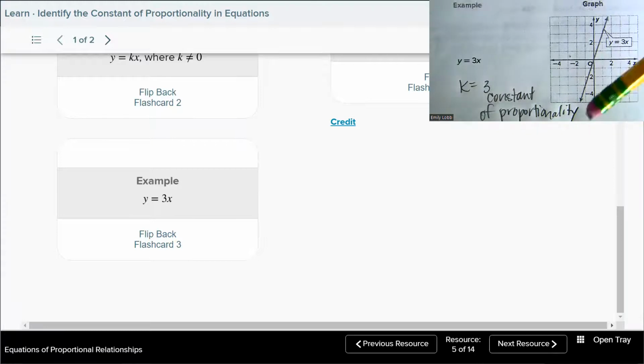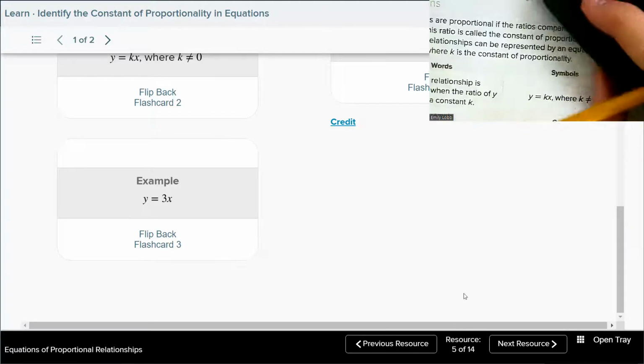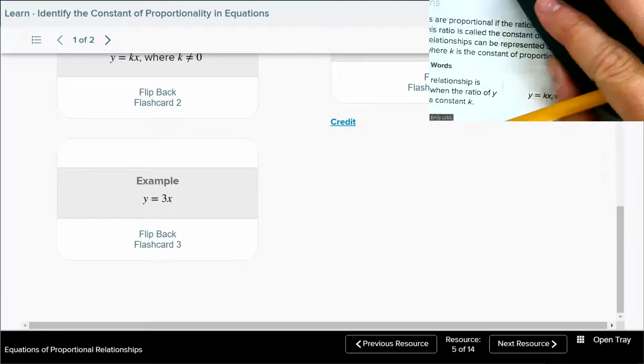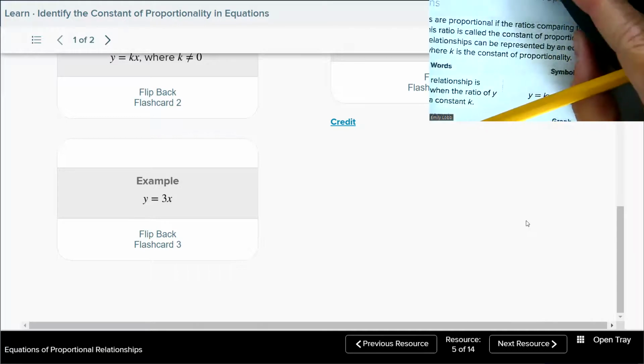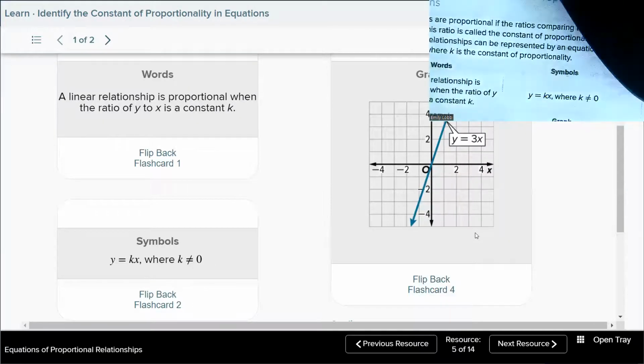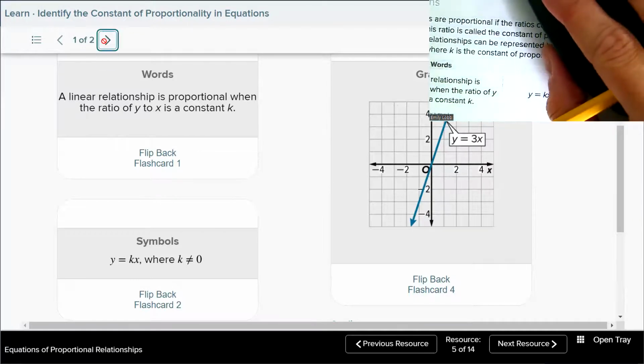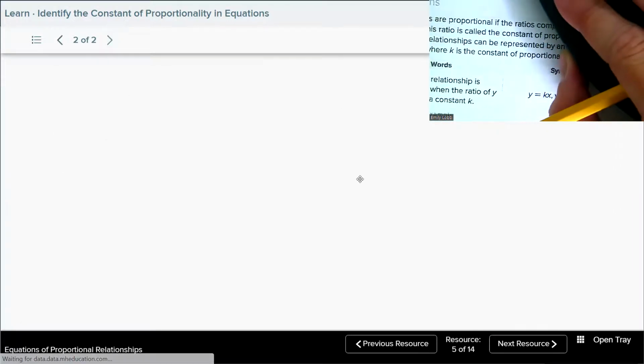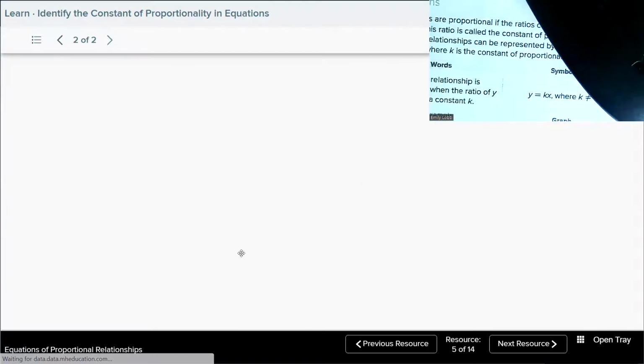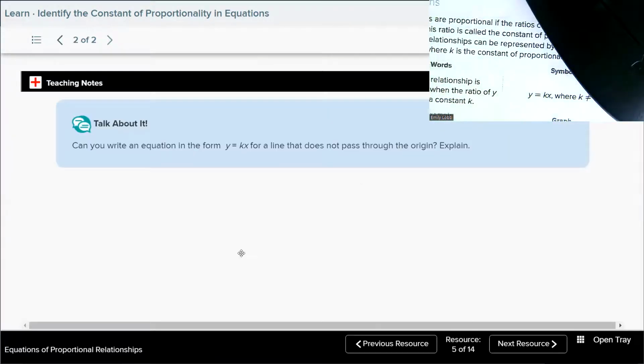All right, they also give you this graph here. They're graphing it for you. Let me move this out of the way. All right. Are we good on page 41? Any questions there? So can you write an equation in the form y equals kx for a line that does not pass through the origin?